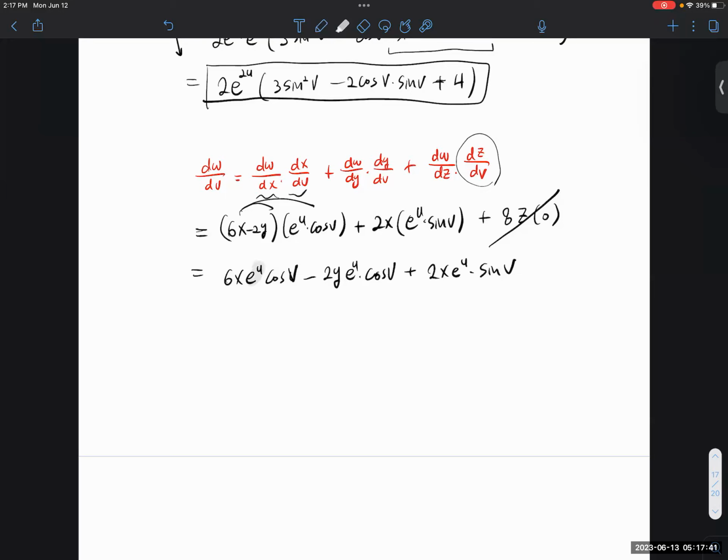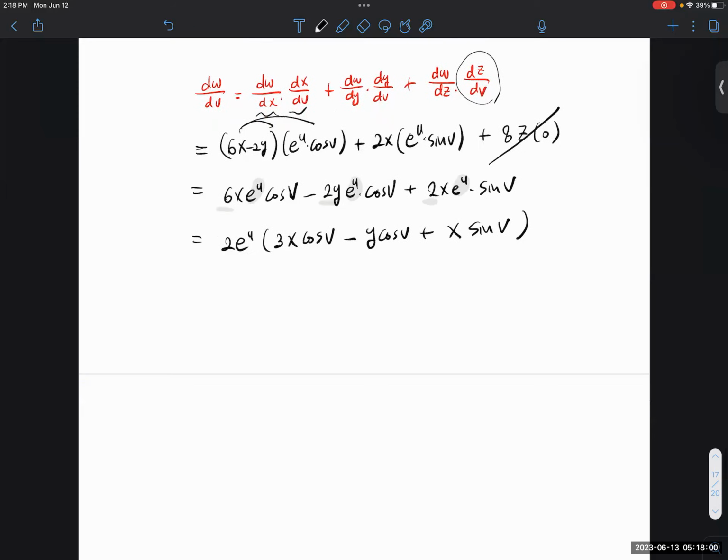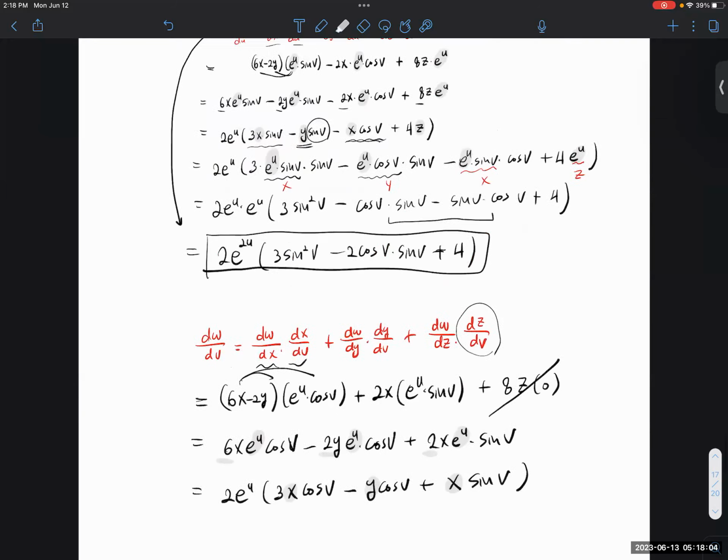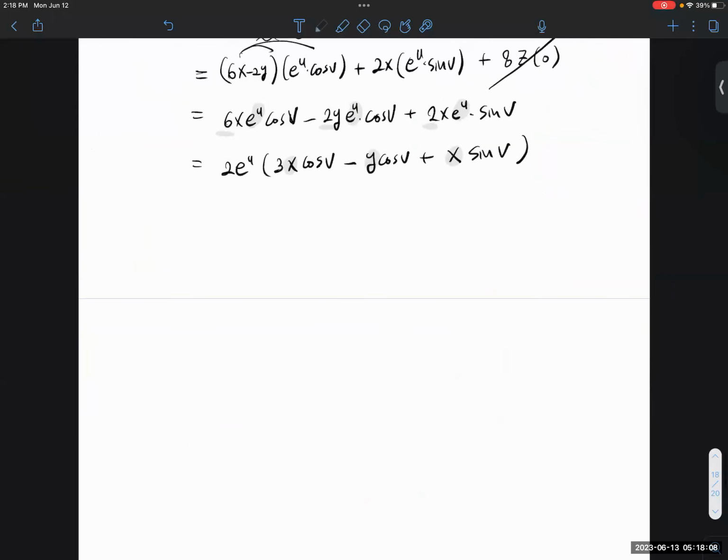So again, I have e to the u, e to the u, e to the u everywhere. And 2 is another common factor. So 2 e to the u, so 3x cosine v, y cosine v, x sine v. Again, you can plug in x, y, z in terms of what? In terms of the given u and v.